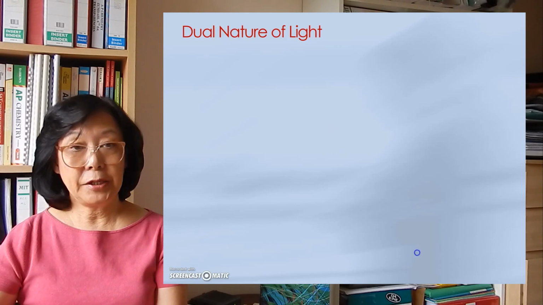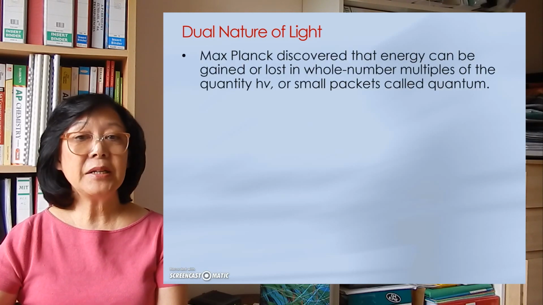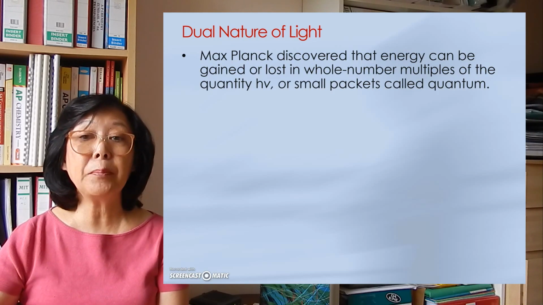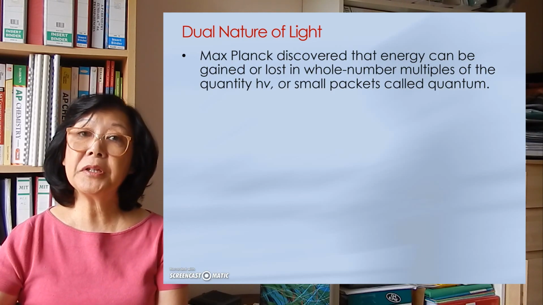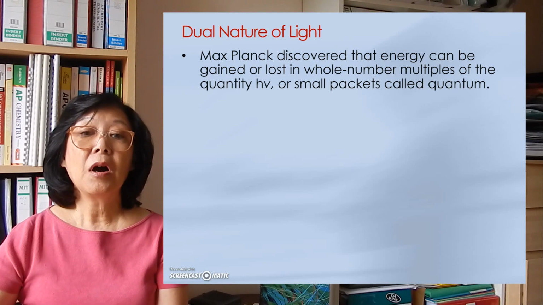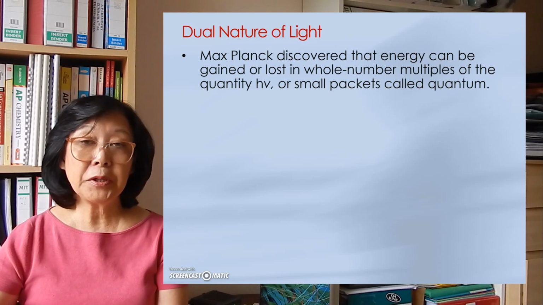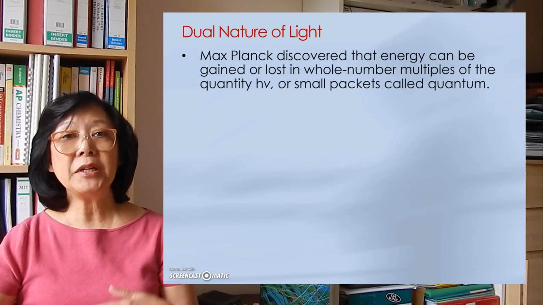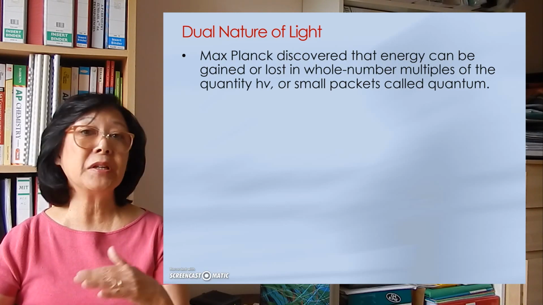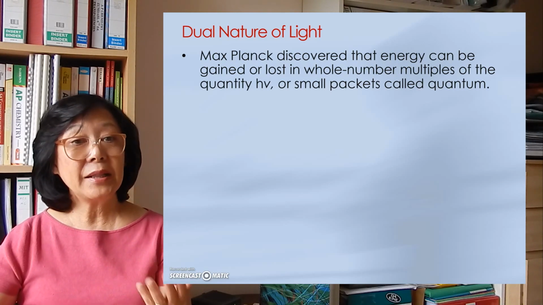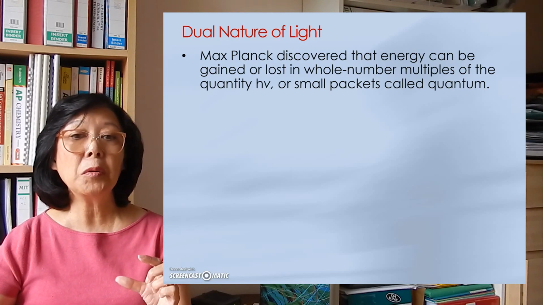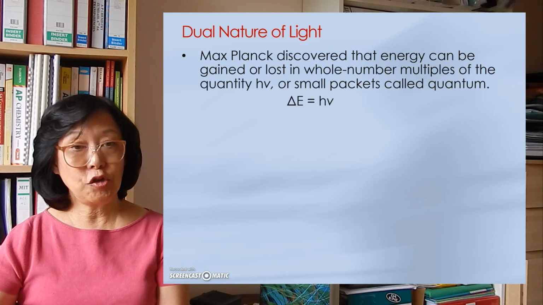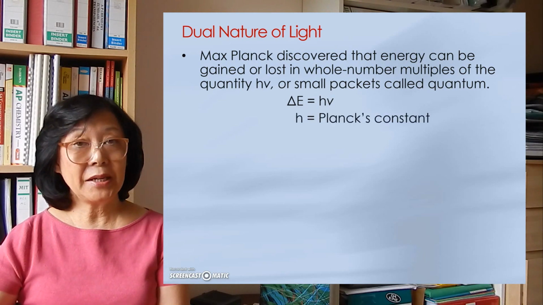Dual nature of light. Max Planck discovered that energy can be gained or lost in whole number multiples of a quantity called h nu, or small packets called quantum. Imagine you are having a staircase, you'll be on each step, but you cannot be in the middle of a step, and that's what h nu means, a whole quantum. Now, energy is equal to h nu. H is a Planck's constant.